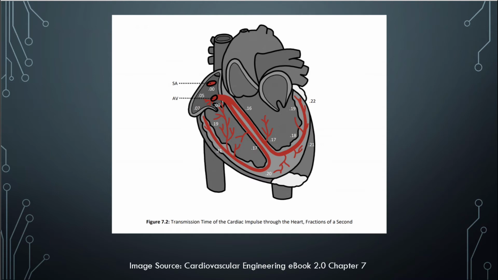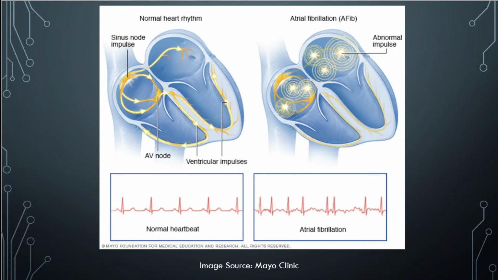gets messed up. One of the most common arrhythmias in patients with CHF is atrial fibrillation. In this case, the signal between the SA node and the AV node becomes chaotic. The AV node is bombarded with impulses trying to get to the ventricles.